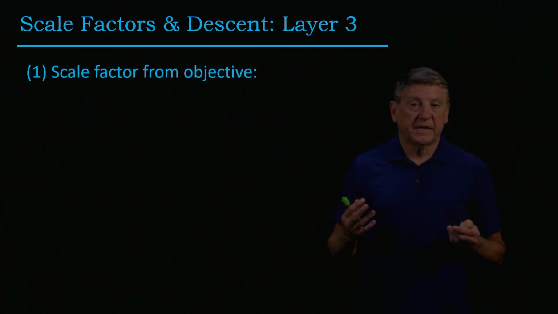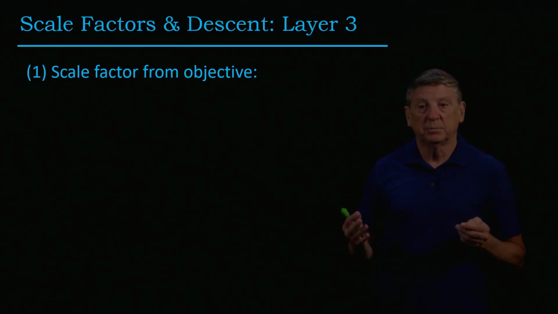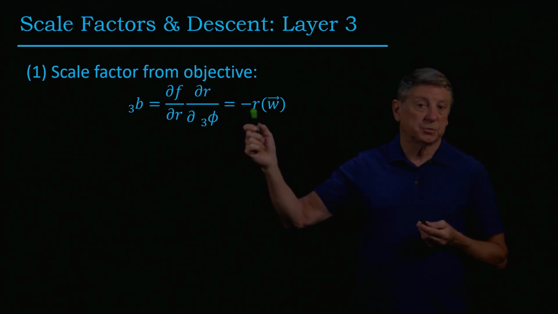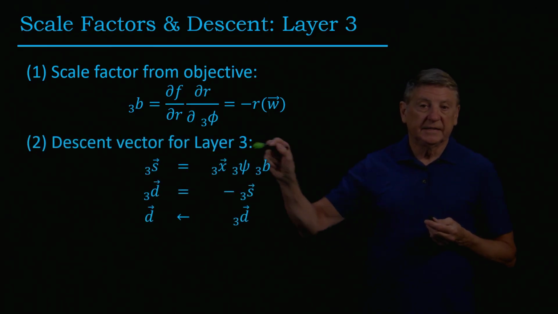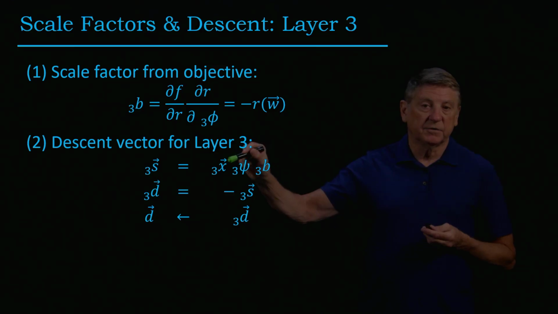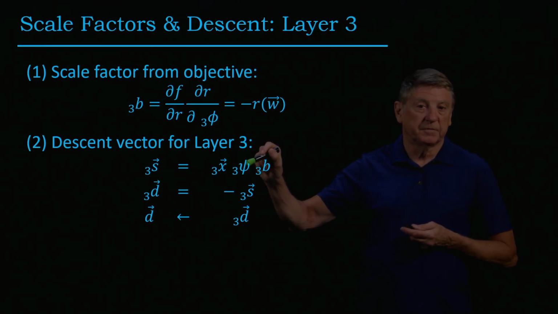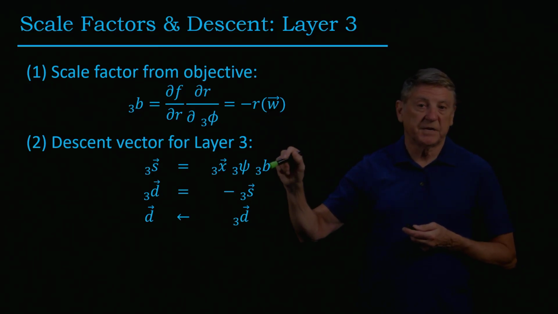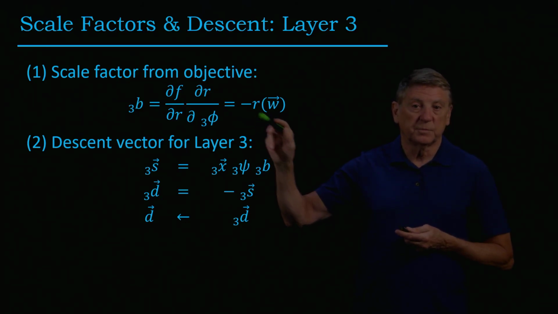When we go to compute the scale factors, what we do is we begin at the end and we compute the scale factor from the objective. So let's recall that this is just minus the residual error. The descent vector for layer 3 is this. We take the layer 3 input and transpose it so it's a vector, and then multiply it by the derivative of the response and multiply it by that scale factor that's coming, in this case, from the objective function. If we used a different objective, this scale factor would of course be different.